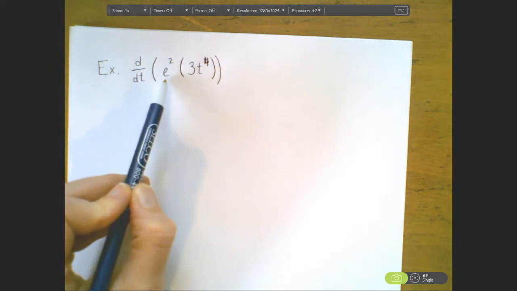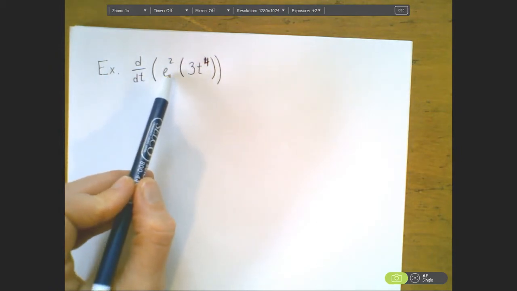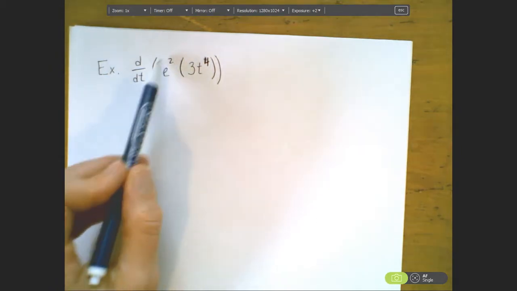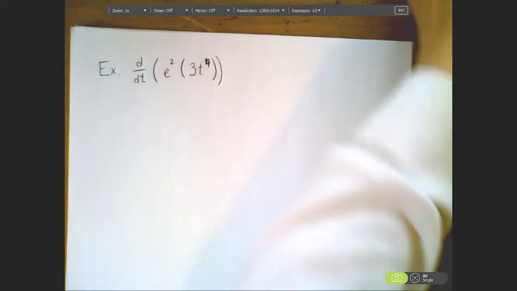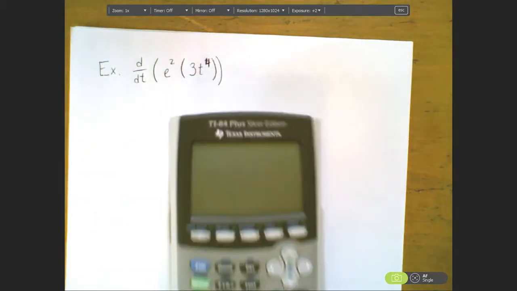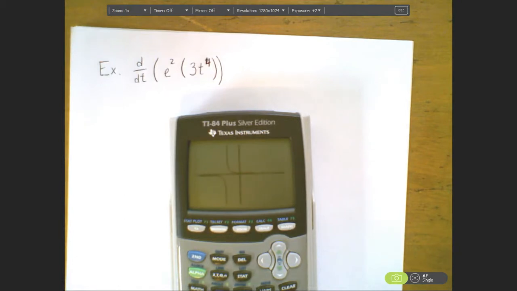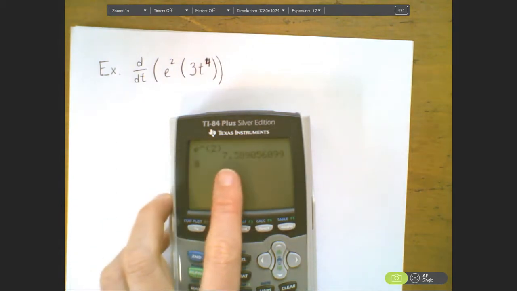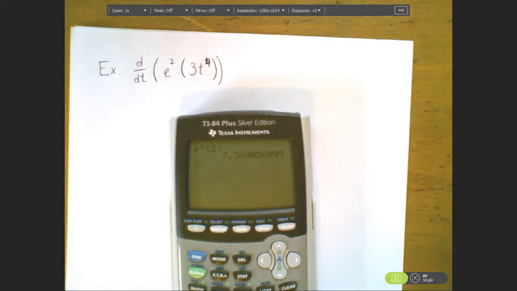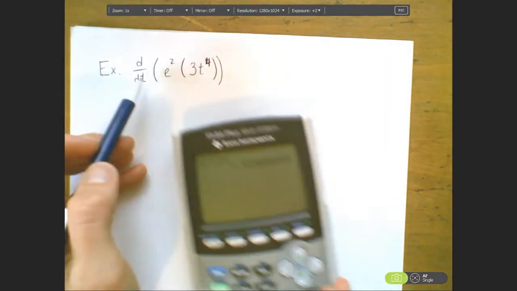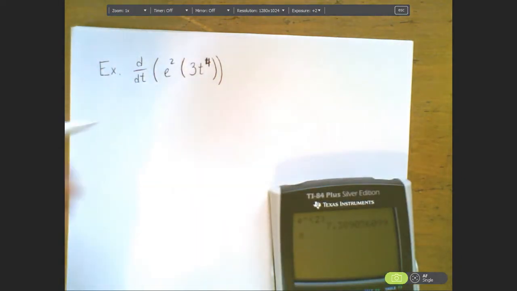E squared is actually 2.7 blah blah blah squared, and if I plug this into my calculator, I could see here that e squared is actually just a number, 7.385 blah blah blah. And so I don't actually need to use product rule for this. This is a trick question.